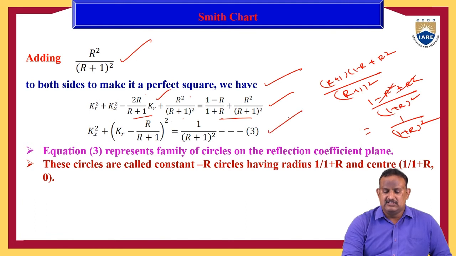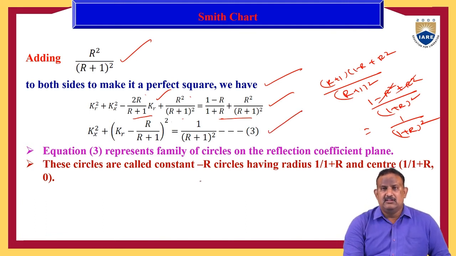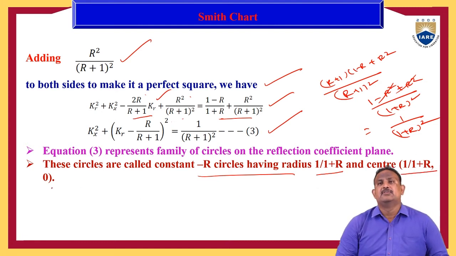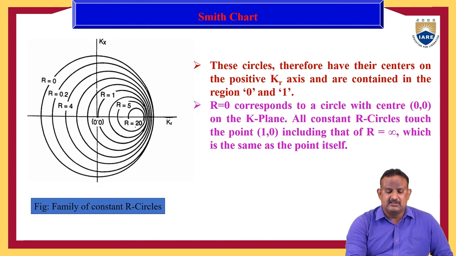So here equation 3 represents a circle, and it is also known as a resistance circle with a radius 1 by 1 plus r, having the center at (1 by 1 plus r, 0). So this is known as a resistance circle. It can be represented like this.